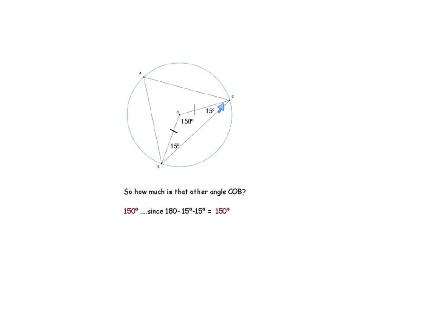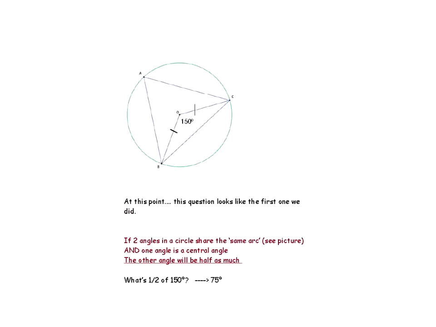And think to yourself at this point, if we have a circle that has a central angle and another angle, and they're both covered by the same arc, both subtended by the same arc, what rule do we use for that? Well, we use the same rule that we used in question 1, which was, if two angles in a circle share the same arc, and one angle is a central angle, which this one is, then the other angle, this one here, will be half as much. So what's half of 150? That's going to be 75.